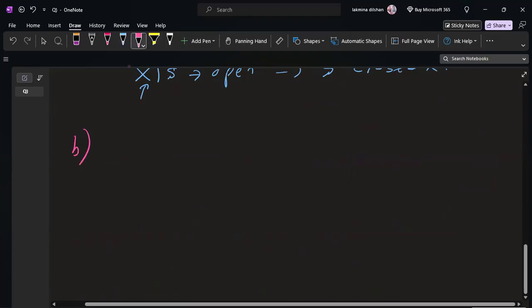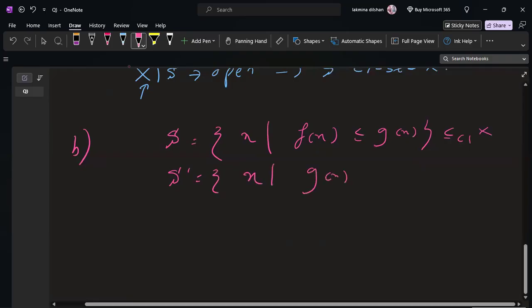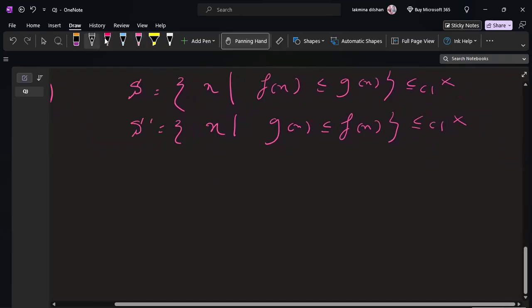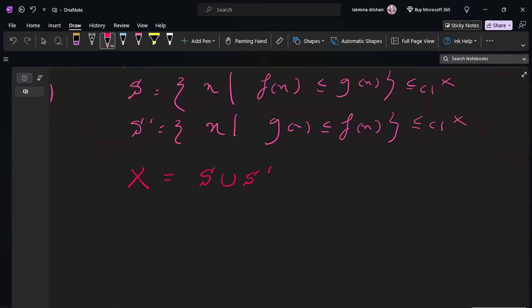In part B, let us consider our closed set, this one: f(x) is less than or equal to g(x). We proved that this is closed in X in part A. Similarly, we can prove this particular set, just interchanging f and g, is closed as well, by using the same method. Now one can easily see that capital X can be given by taking the union of these two sets, because it's an obvious fact.